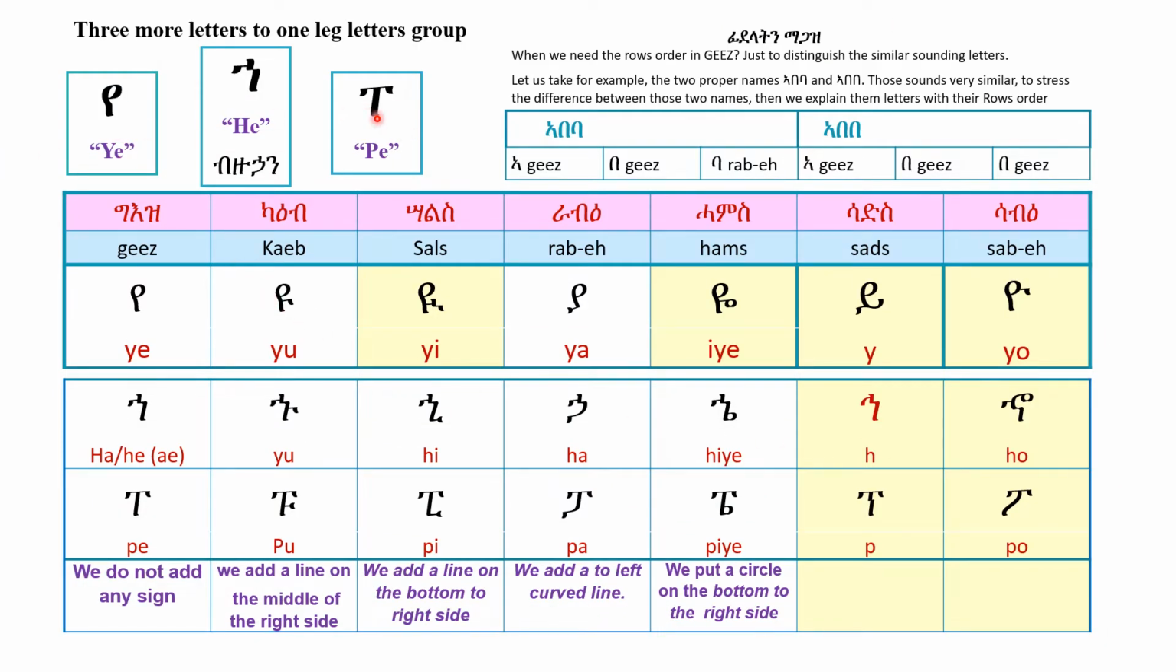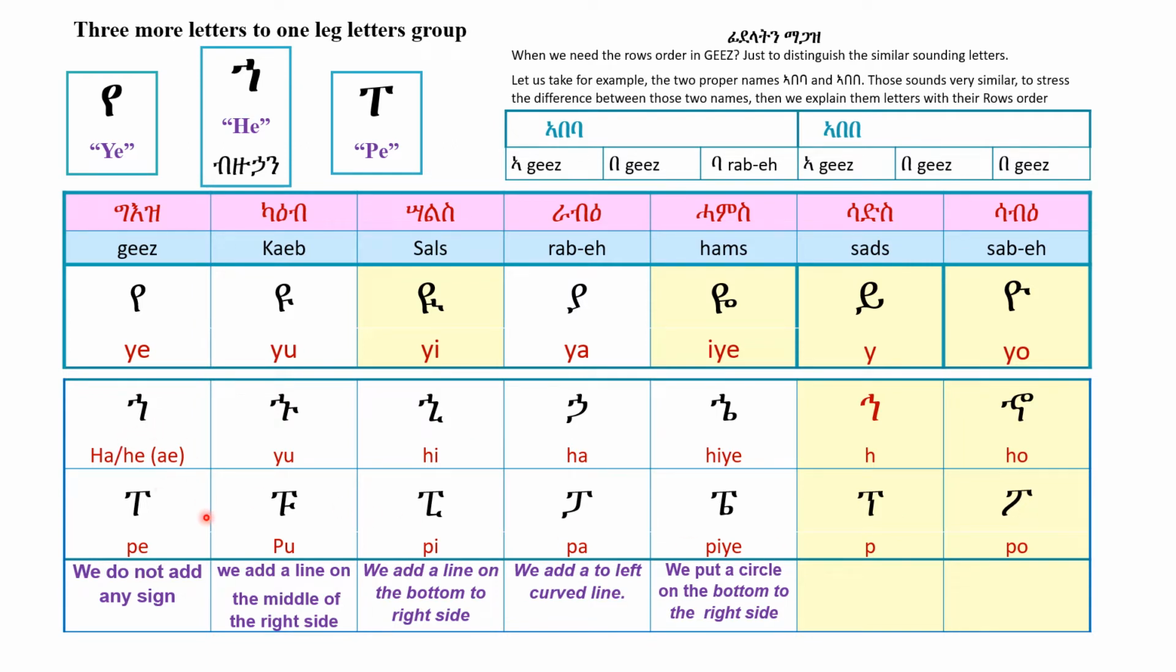Two more letters in this group, Ha and Pe. Ha, Hu, Hi, Ha, He, Ho. Pe, Pu, Pi, Pa, Pie, Pi, Po.